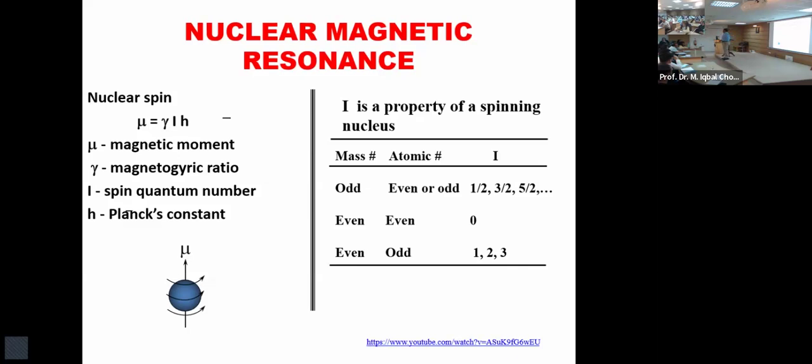Chlorine 19. Protium. Deuterium. Why? Why is deuterium inactive? Active.